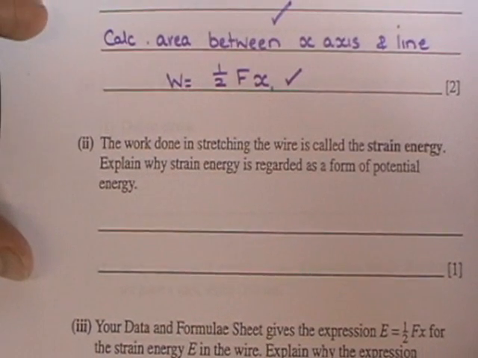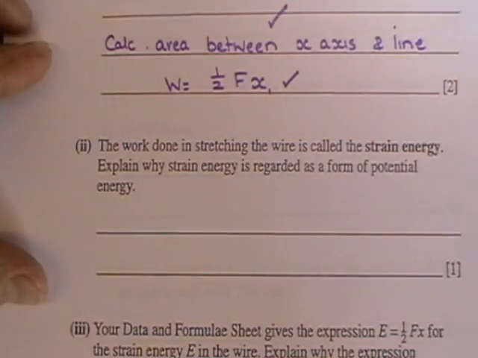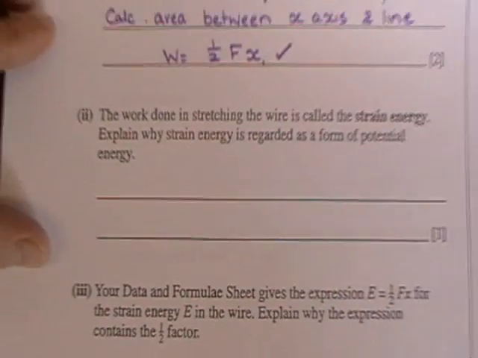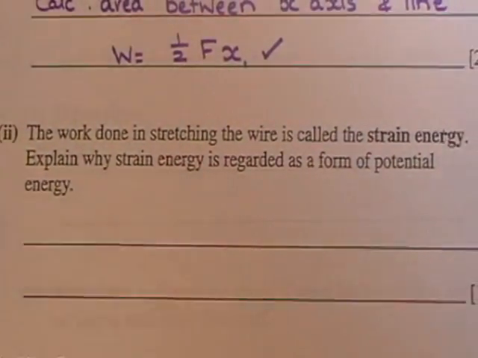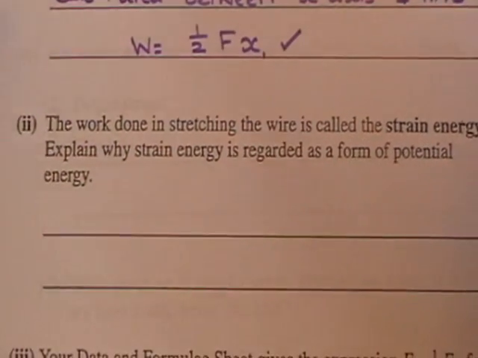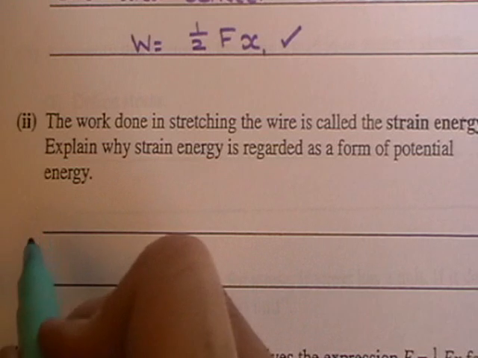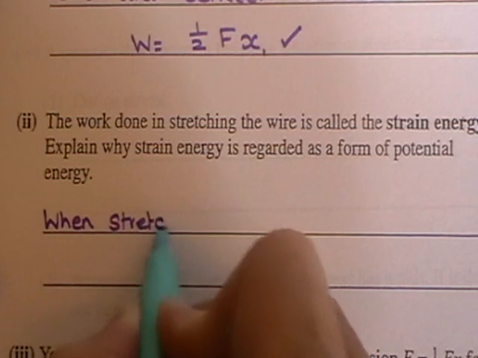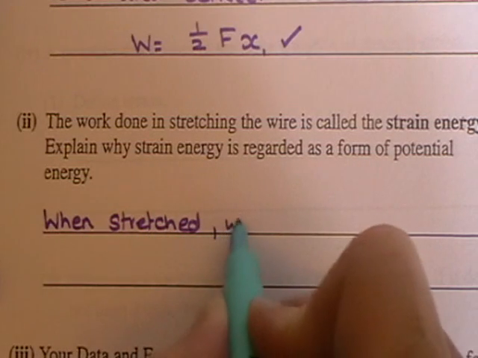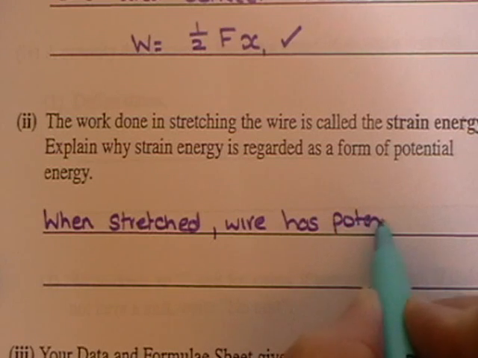The work done in stretching the wire is called strain energy. Explain why strain energy is regarded as a form of potential energy. So potential energy is energy which has a capacity to do some kind of work, and therefore, because the work done stretching the wire is called strain energy, then when stretched, the wire has potential or capacity to do work.